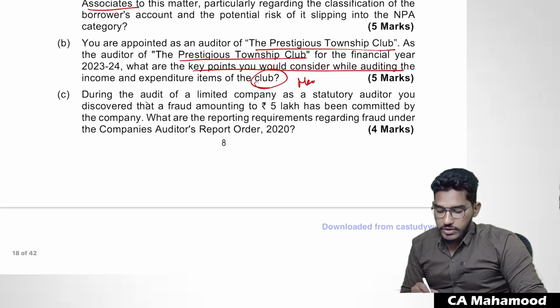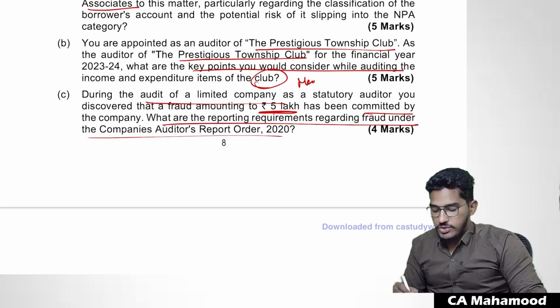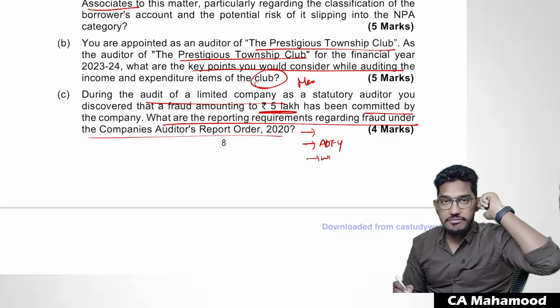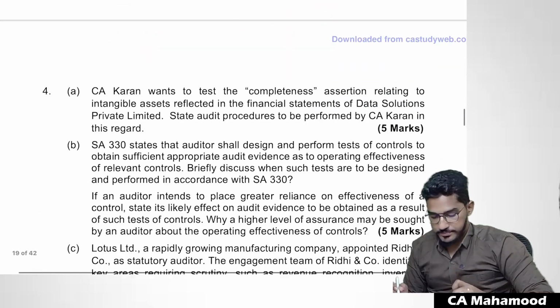Next. During the audit of a limited company as a statutory auditor, you discovered that a fraud amounting to 5 lakhs has been committed by the company. What are the reporting requirements regarding fraud? Direct question. So with regard to fraud, what do you have to report? Whether any fraud has been noticed or reported in the company, whether any auditor has submitted Form ADT-4, whether there are any whistleblower complaints, and whether the auditor has considered those whistleblower complaints or not. These are the 3 reporting requirements regarding fraud that you have to write here.